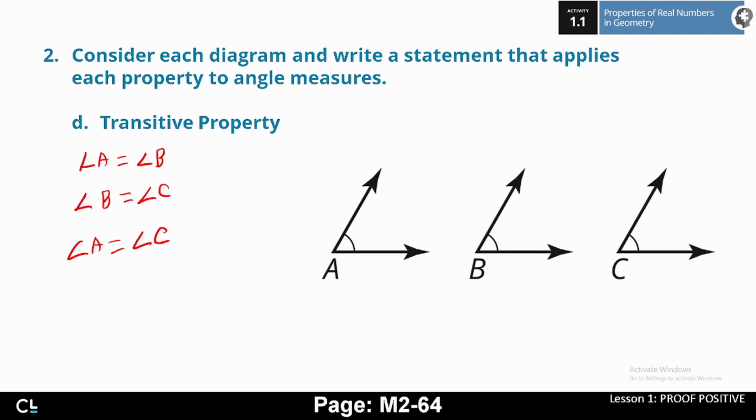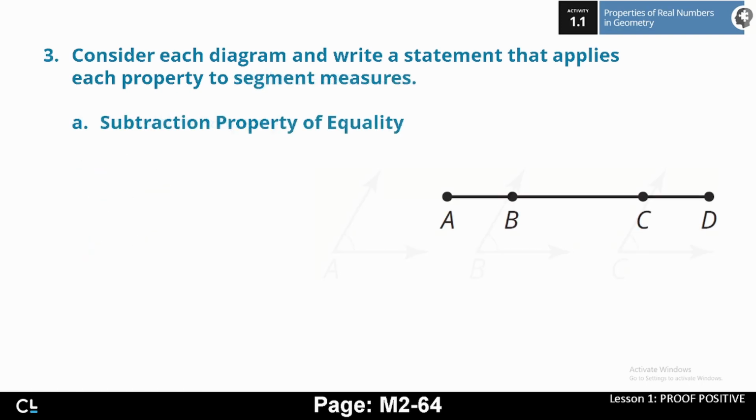Just like if, let's say, two people were the same height, and then one of those people is the same height as someone else, then the other two people are the same height, right? You could do this with a bunch of different things. So our subtraction property of equality.